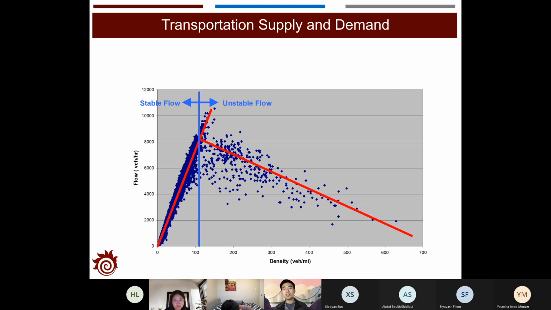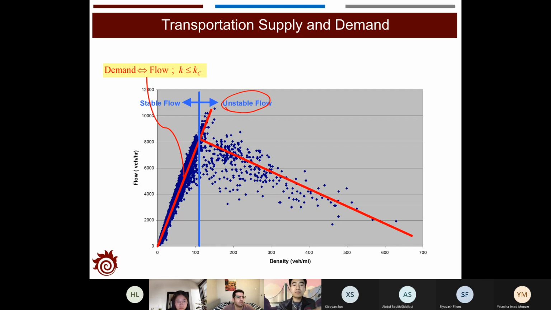But when the road is congested, go to the side on the right. We define this as the unstable flow. With more vehicles on the road, the flow will be smaller, and this reduced flow is caused by the reduced speed of the vehicles. And of course, you will observe the reduced speed at a higher density. So, we will start from this fundamental diagram.